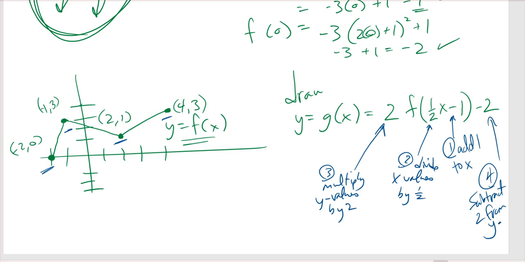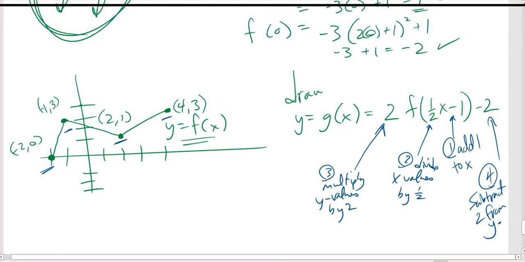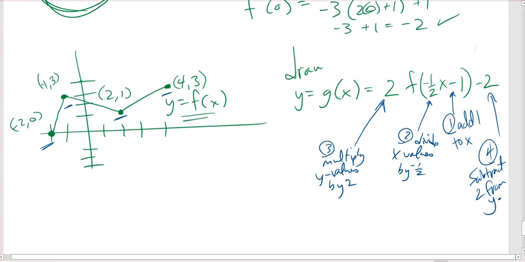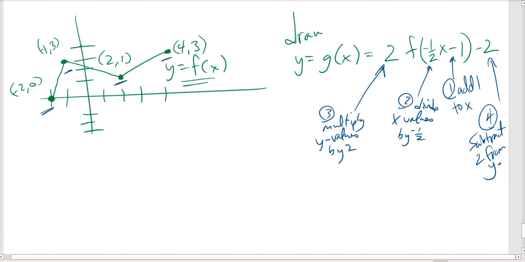Let me change this just a little bit, and we'll have a reflection as well. So let's do this. Let's have that be negative, and that's a negative. So we've got a reflection in there as well. How wonderful.